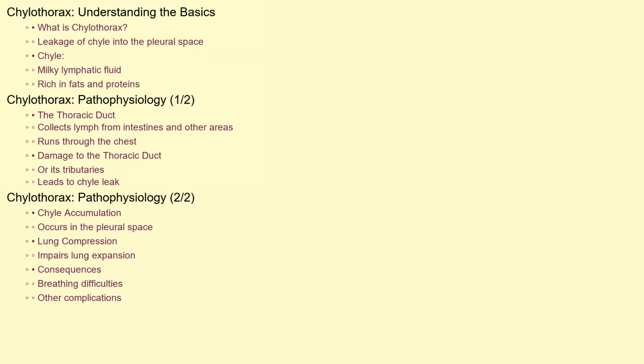To understand chylothorax, we need to grasp its pathophysiology. The thoracic duct, which runs through the chest, collects lymph, a fluid rich in fats and proteins, from the intestines and other areas. When the thoracic duct or its tributaries are damaged, chyle, a milky white lymphatic fluid, leaks into the pleural space, the space between the lung and the chest wall. This fluid accumulation compresses the lung, hindering its ability to expand fully, leading to breathing difficulties and other complications.